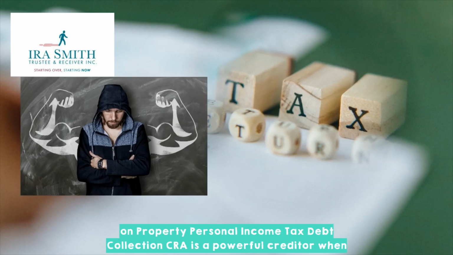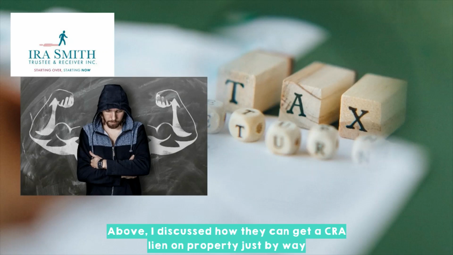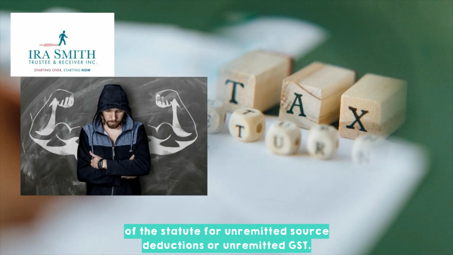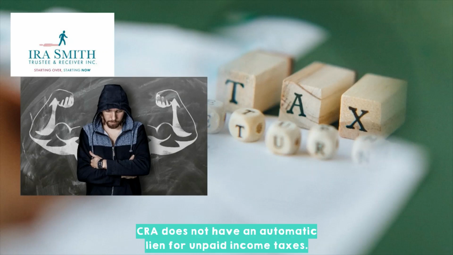CRA lien on property. Personal income tax debt collection. CRA is a powerful creditor when it comes to personal income tax debt collection. Above I discussed how they can get a CRA lien on property just by way of the statute for unremitted source deductions or unremitted GST, HST. But what about personal income taxes? CRA does not have an automatic lien for unpaid income taxes.